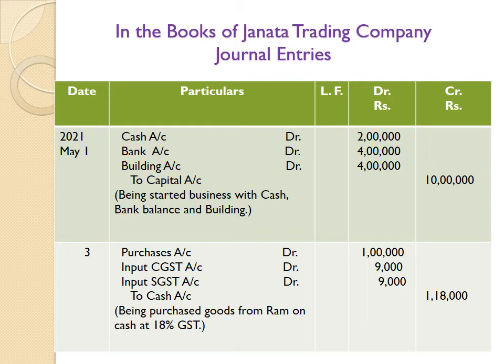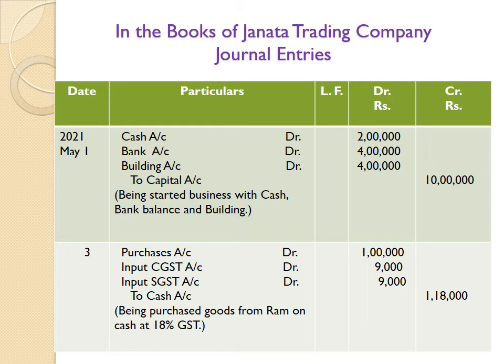While there is a purchase transaction, we may write as input CGST account debit 9,000. Input SGST account debit 9,000. To cash account 1,18,000. So goods purchased on cash from Ram of rupees 1 lakh. 18% GST on it came rupees 18,000.